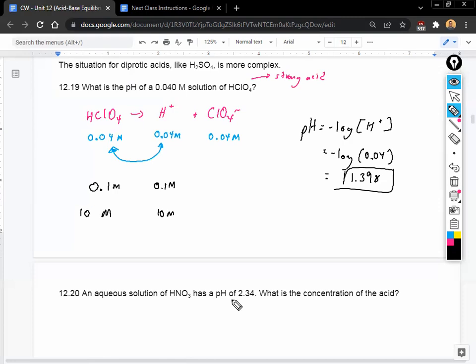Okay, I want you guys to try 12.20 on your own. Okay, 12.20, if you can't see it very well, you are looking at a solution of HNO3. It has a pH of 2.34. What is the concentration of the acid? Okay, this one might be a little bit trickier, but I'll give you guys a minute to try it out. Feel free to work with the person next to you.